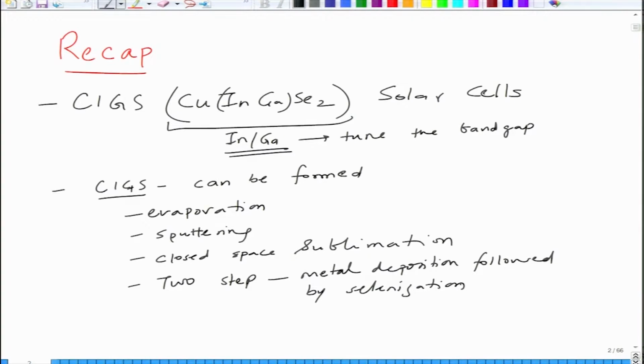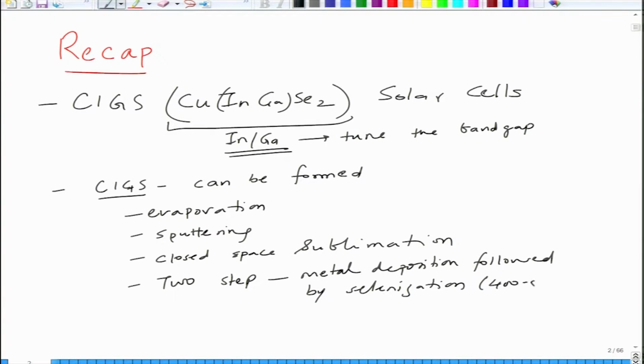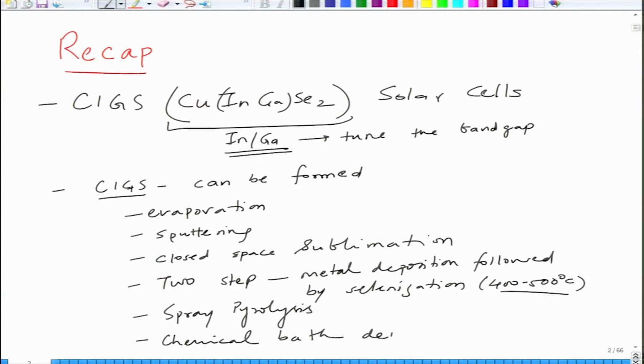And in these solar cells, selenization is a very important aspect because selenium vacancies, the deficiency of selenium, can lead to poor devices, and it is done at about 400-500 degrees centigrade, which is a fairly high temperature. One can also do these by spray pyrolysis, etc., as well as chemical bath deposition.